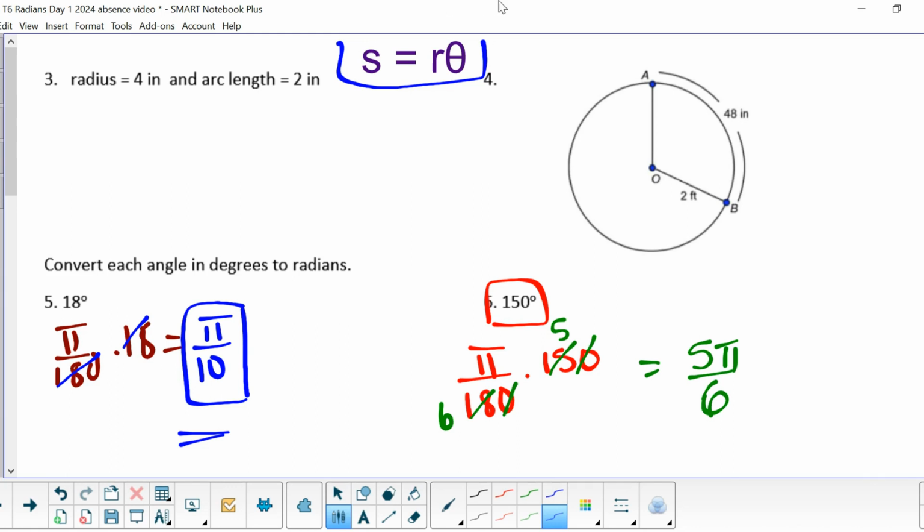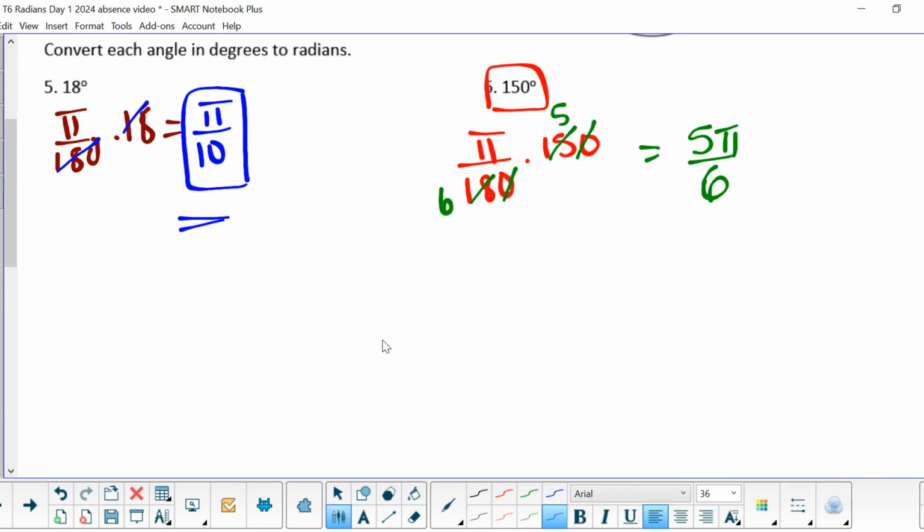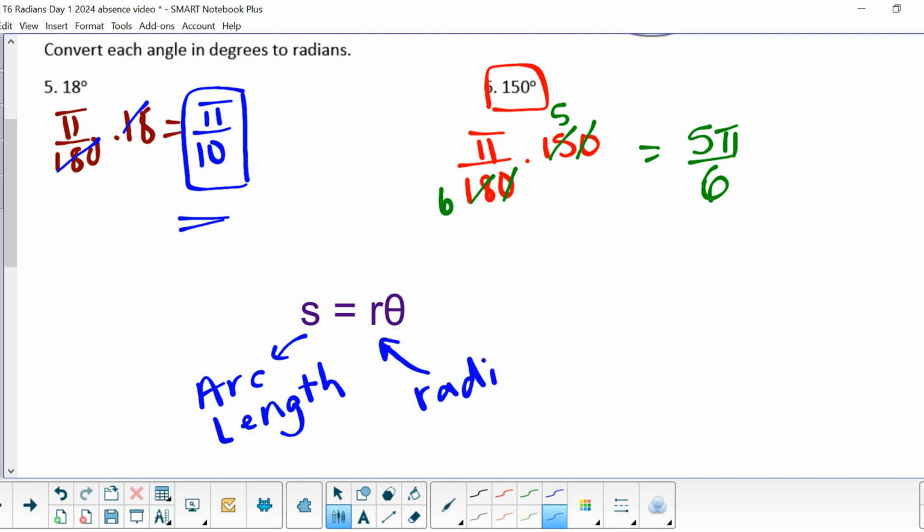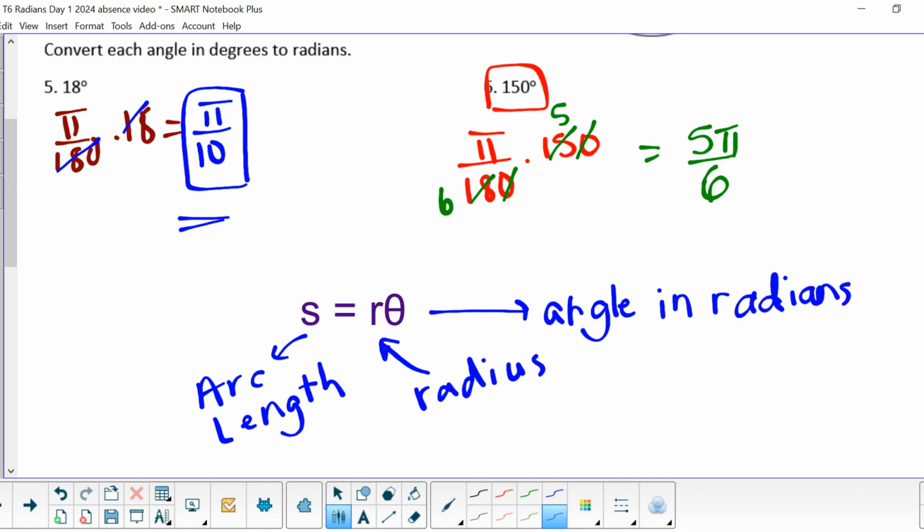So let me actually copy this formula and bring it down so I can talk about it a little bit. This formula is for arc length. S stands for arc length. I have no idea why they call it S, but that's the standard letter we use for arc length. R stands for radius, and theta stands for the angle in radians. Now, if your angle was in degrees, then you would need to change it to radians before you use this formula, okay?